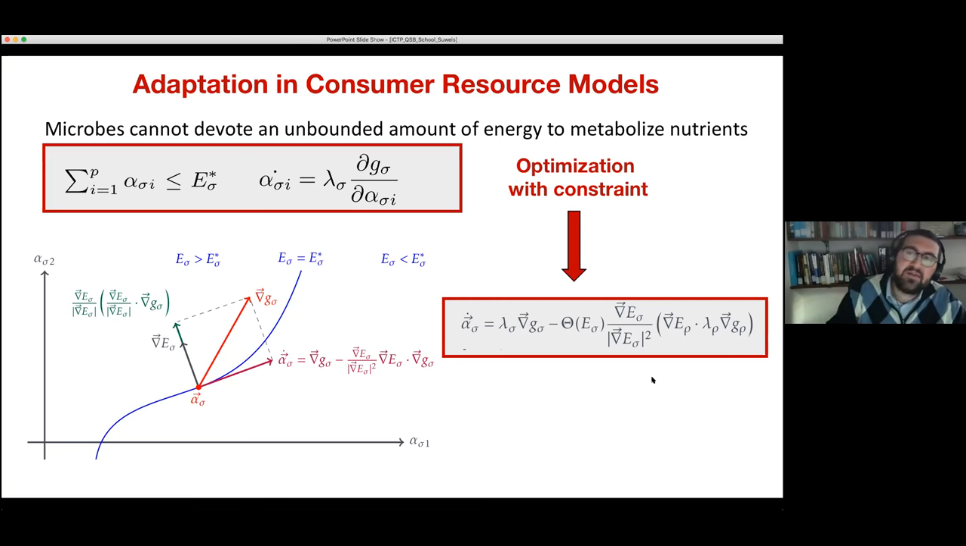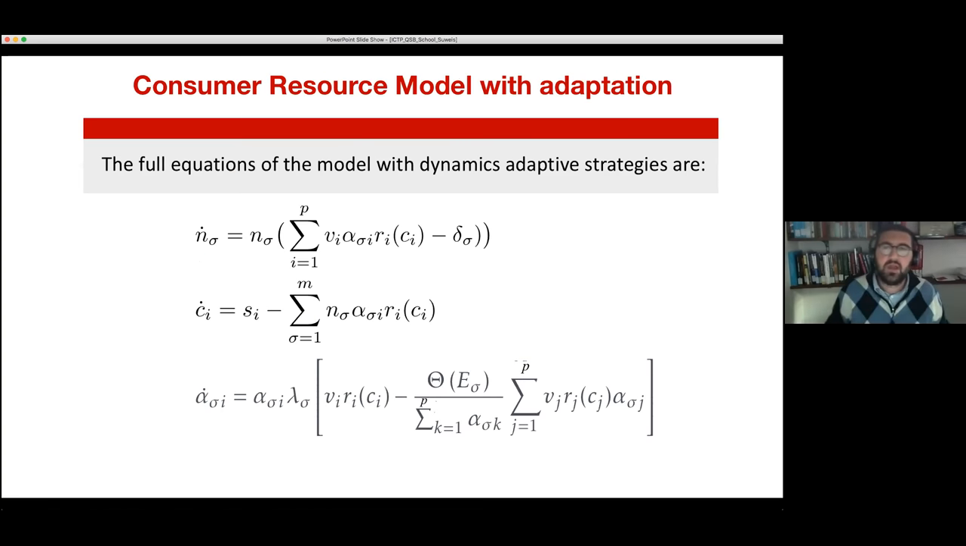So now we have an equation for the metabolic strategies, and in this equation is also contained the constraint on the metabolic budget, on the metabolic trade-off. So these are the new equations of the consumer resource model with adaptation. You can see we have the equation for the population, the equation for the concentration, and now the equation for the metabolic strategies.